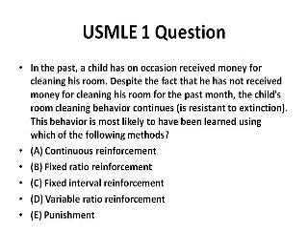A, continuous reinforcement. B, fixed ratio reinforcement. C, fixed interval reinforcement. D, variable ratio reinforcement. Or E, punishment. Well, obviously it's not E, it's not punishment. People will keep doing a behavior when they're rewarded for it.